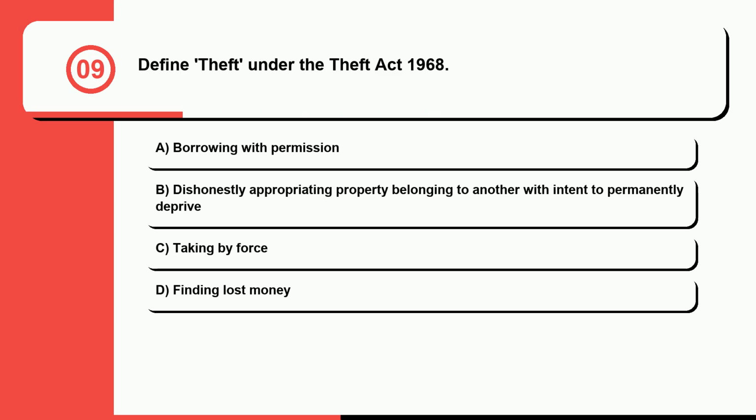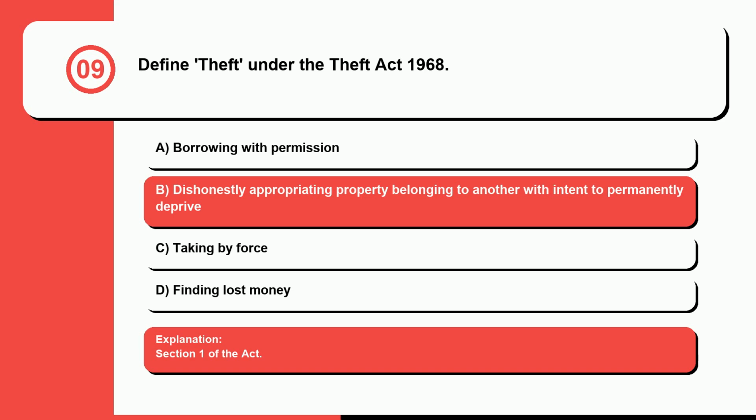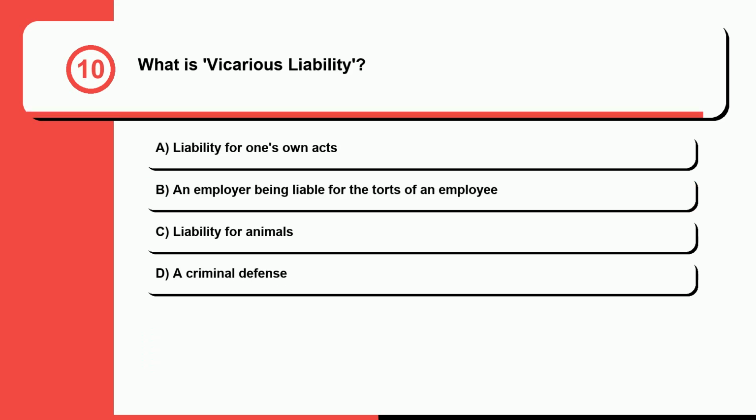Question 9. Define theft under the Theft Act 1968. A. Borrowing with permission. B. Dishonestly appropriating property belonging to another with intent to permanently deprive. C. Taking by force. Or D. Finding lost money. The correct answer is B. Dishonestly appropriating property belonging to another with intent to permanently deprive. Section 1 of the Act.